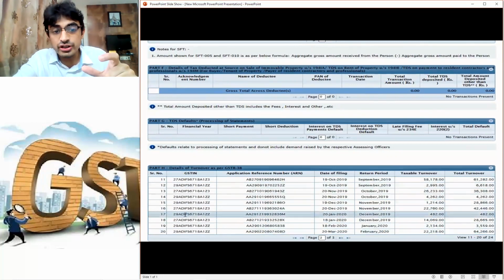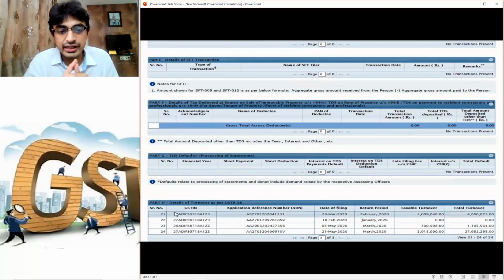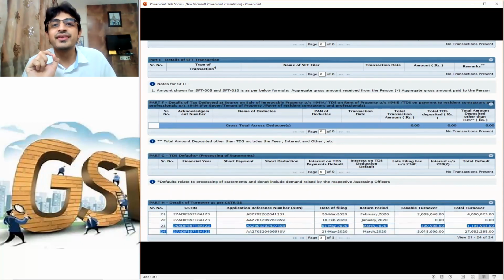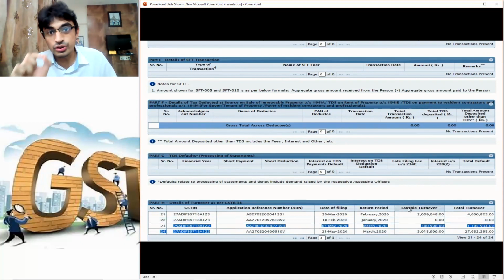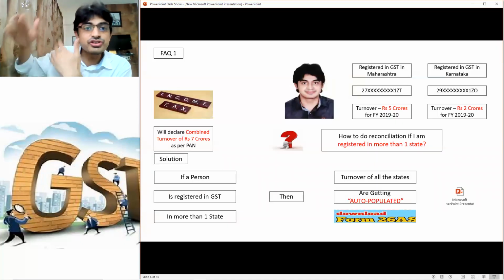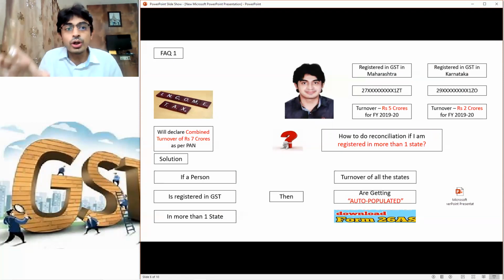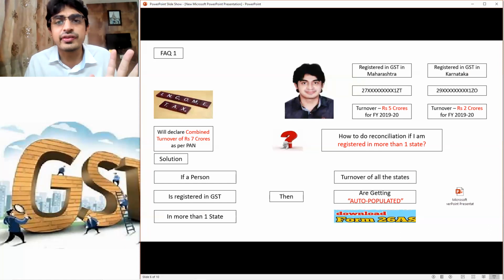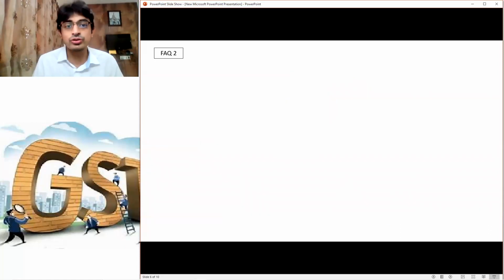For Maharashtra, the number is 27. For Karnataka, the number starts with 29. Both the things you can see here. Understood? So this is a facility. If you are registered pan India, all the turnover is going to get auto-populated in 26AS. You can reconcile. It's a big task, not easy.